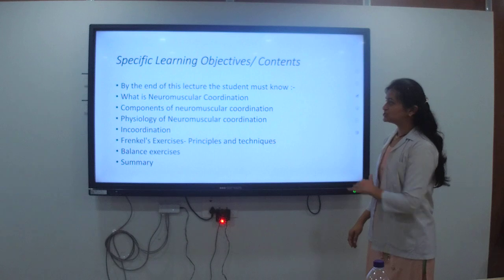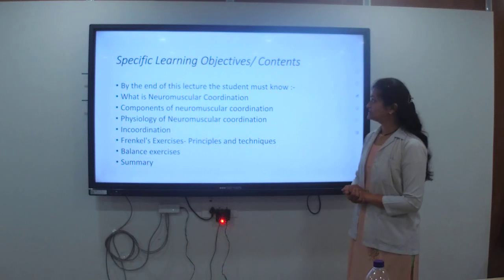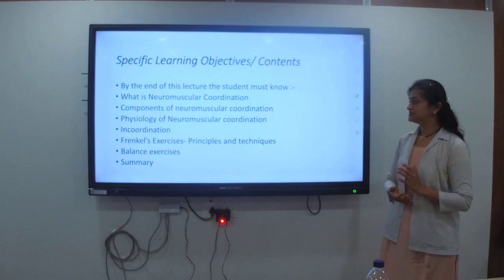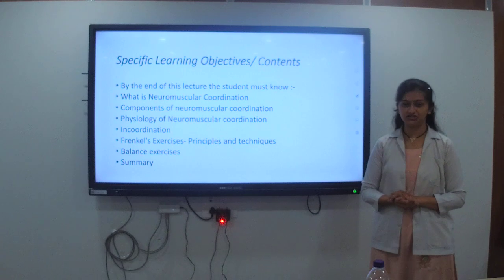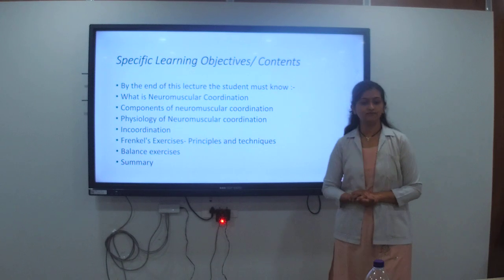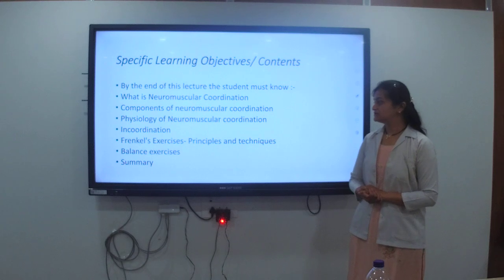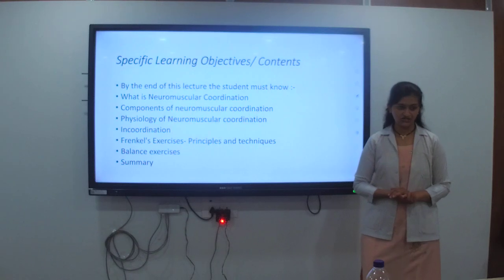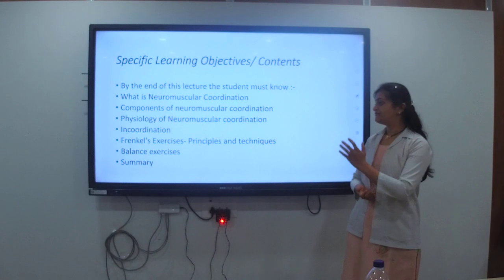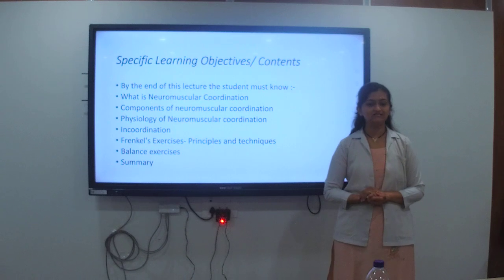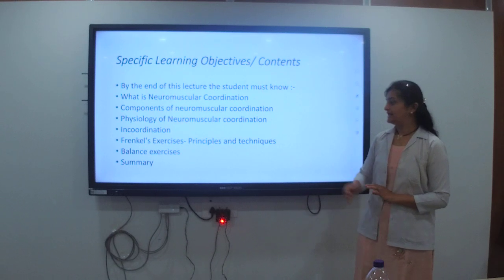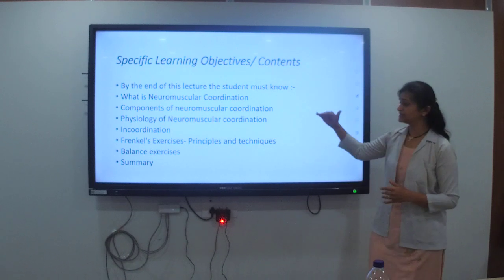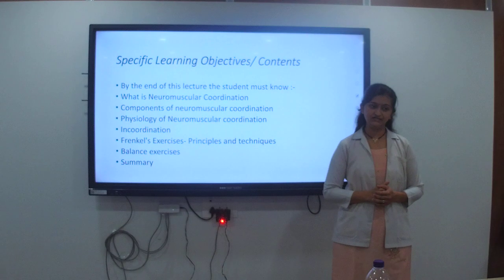So what are the things we are going to study in today's lecture? There are certain objectives and contents to be followed. By the end of this lecture, you should know what is the meaning of neuromuscular coordination. Second, what are the components of neuromuscular coordination. Third, what is the physiology of neuromuscular coordination. Fourth, what is incoordination. Then, what are Frenkel's exercises. Then principles and techniques for incoordination. Next is balance exercise, and last is the summary. So these are the contents we are going to study today.